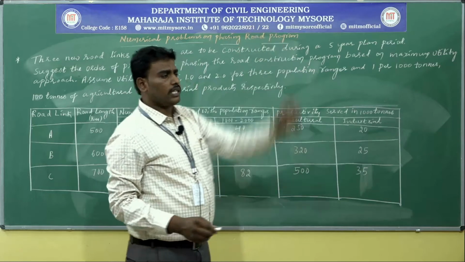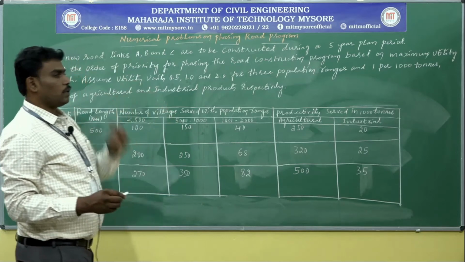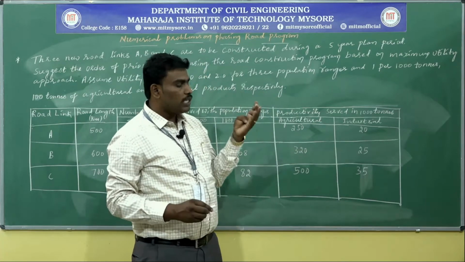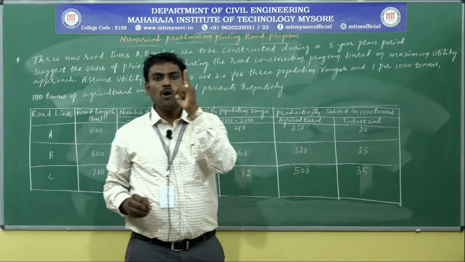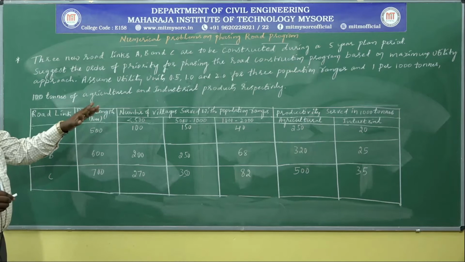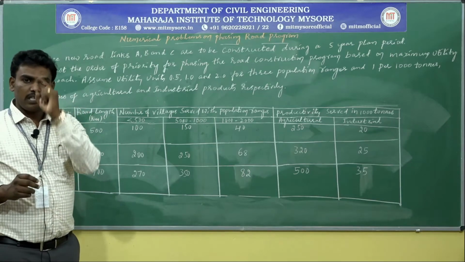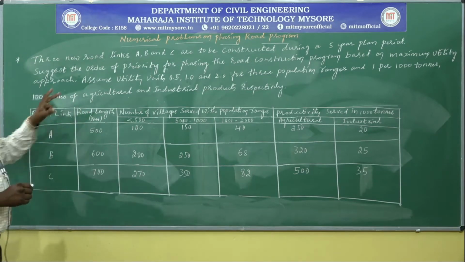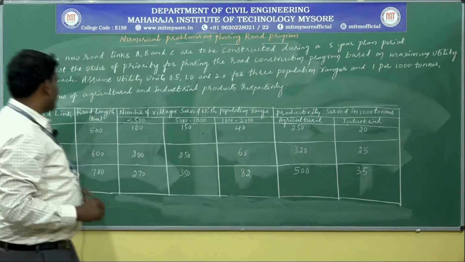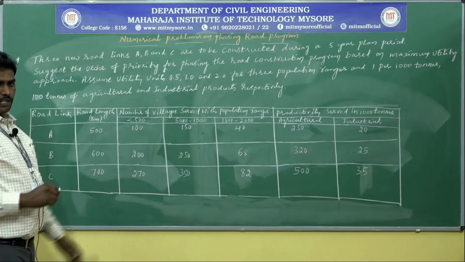And 1 per 1000 tons, 100 tons of agricultural and industrial products respectively. It means for the production units, 1000 tons of agricultural products is equal to 1 unit, and 100 tons of industrial products is equal to 1 unit. Is it clear? Similarly, 100 tons of industrial products is equal to 1 unit. That's why it is 1 per 1000 tons, 100 tons of agricultural and industrial products respectively.